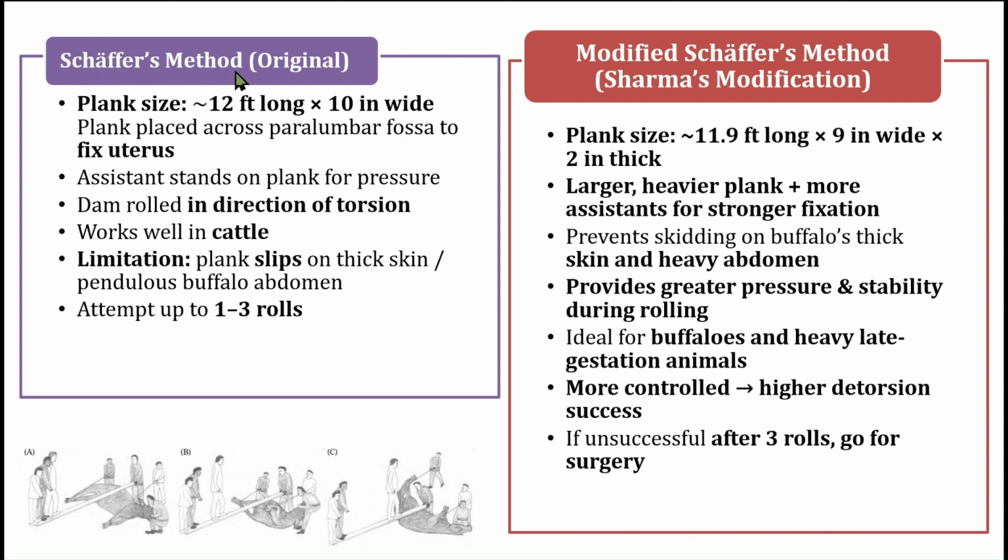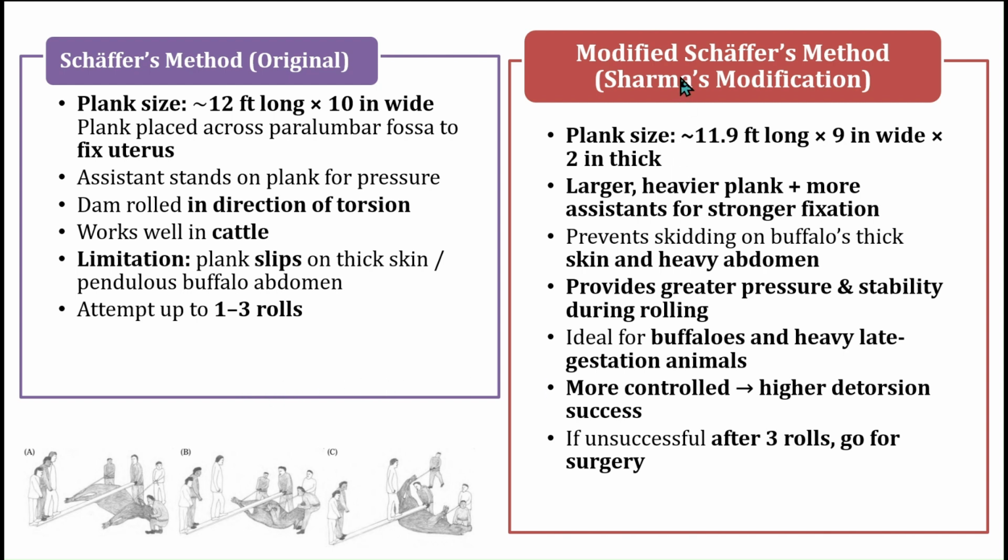In Schafer's method, a plank 12 feet long and 10 inches wide is placed across the paralumbar fossa to fix the uterus. The assistant will be standing on the plank, then the dam will be rolled in the direction of the torsion. This works well in cattle. However, the plank may slip on the thick skin and pendulous abdomen of the buffalo. We should go only for up to 1 to 3 rolls.